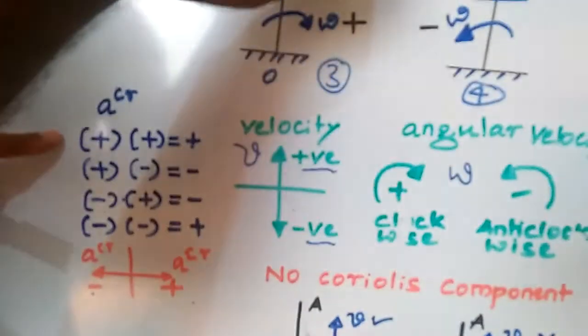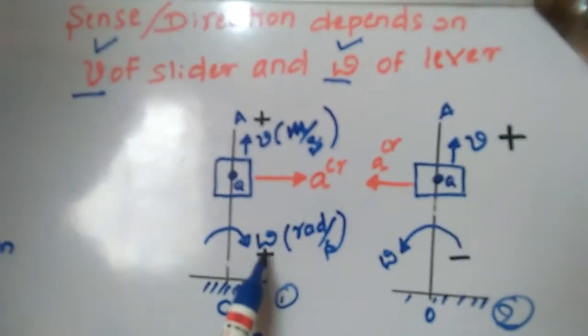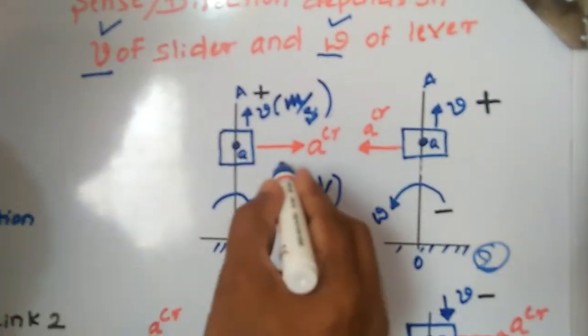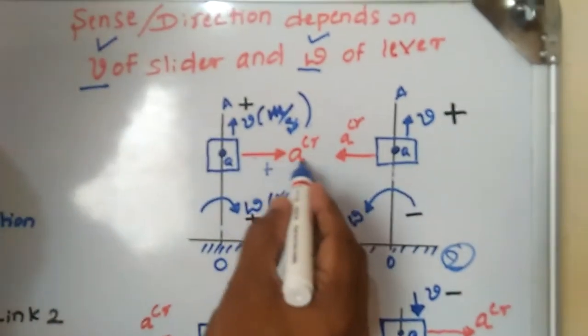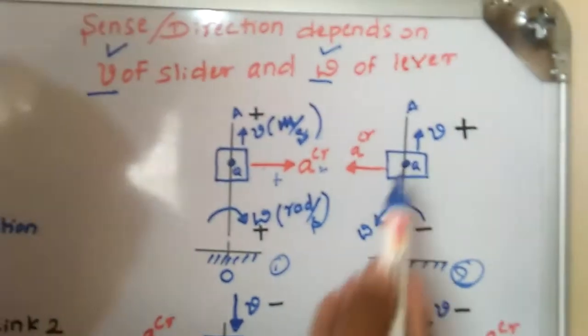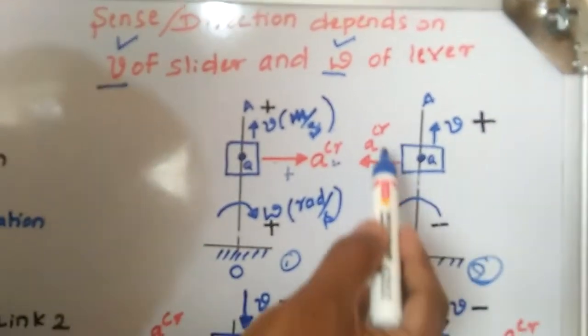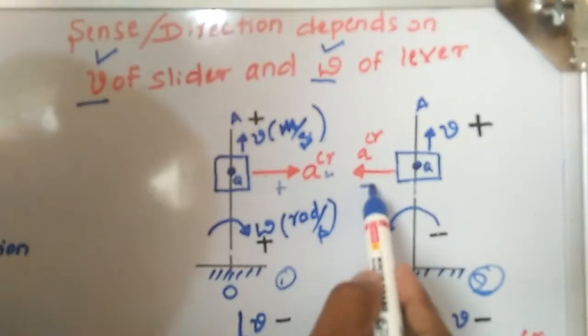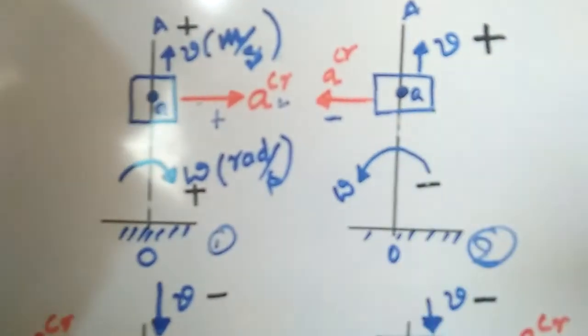Come to the first one, case 1. Case 1 is what? This is a positive. Positive means it comes as a positive only. This is a positive direction. The Coriolis component comes in the positive direction. When it comes as positive into negative, the direction comes as a negative. That is the negative direction, to the left of the link OA.